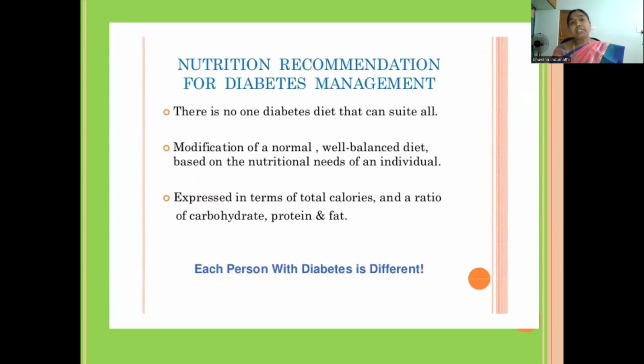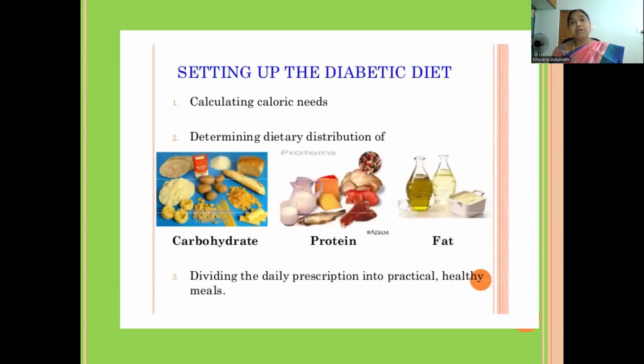Nutrition recommendations for diabetes management: there is no one diabetic diet that suits all, as already told. Depending upon the classification of the types, we have to suit the diet to the individual. So it is a modification of a normal, well-balanced diet based on the nutritional needs of the individual, which can be expressed in total calories or in the ratio of carbohydrate, protein, and fat. So each diabetic patient should have a different diet. In setting up a diabetic diet, first we calculate the caloric need of the individual, determine the dietary distribution of protein, fat, and carbohydrate, and divide the daily prescription into practical, healthy meals.